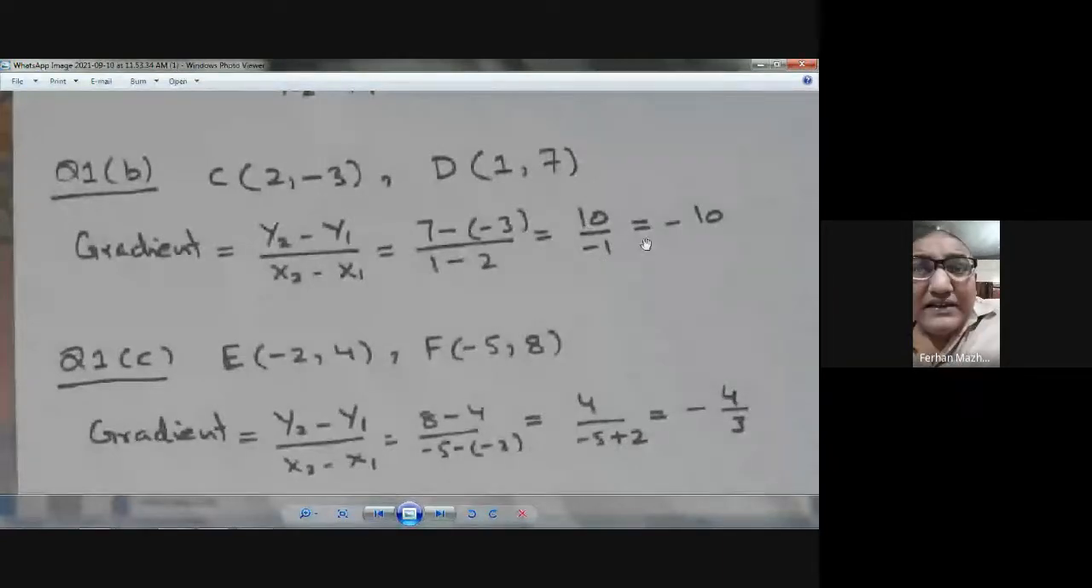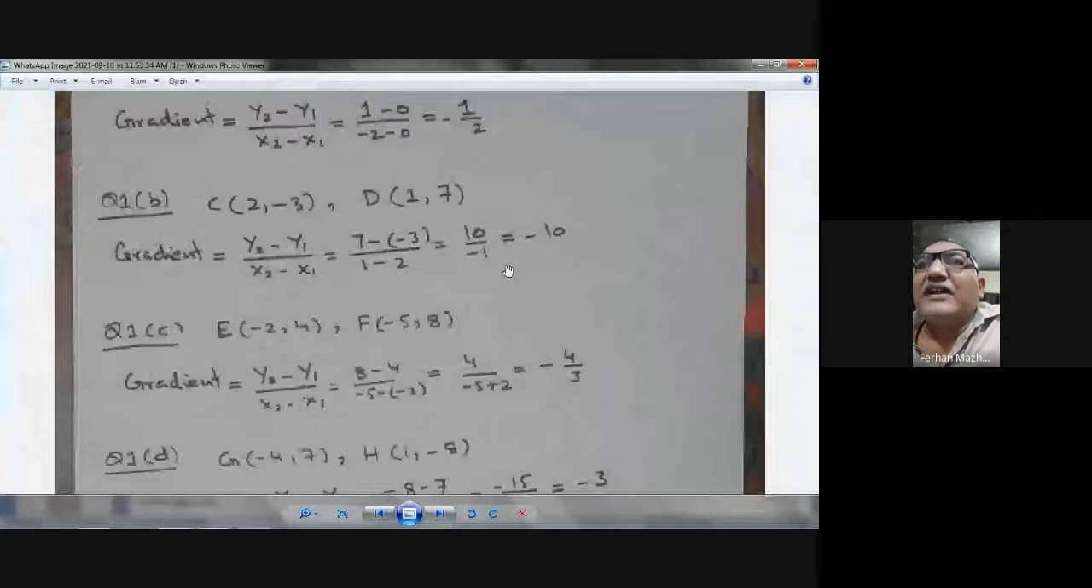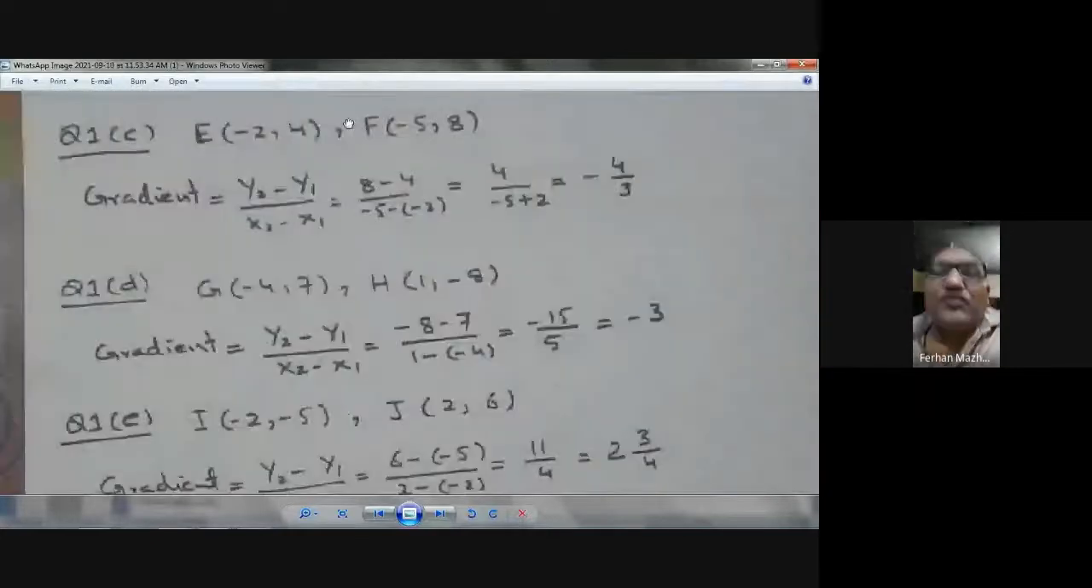Do you understand this calculation? Yes, sir. Okay. So we are going to the next part. This is the C part coming up on your screen. E is minus 2, comma 4. F is minus 5, comma 8. The gradient will be y2 minus y1 divided by x2 minus x1. We always write this formula again and again, so this is embedded in your mind.